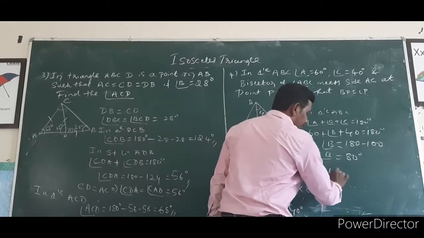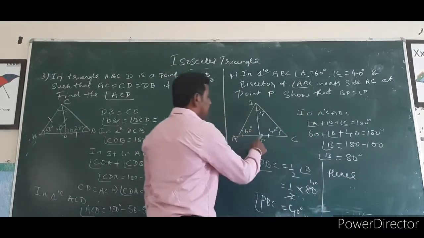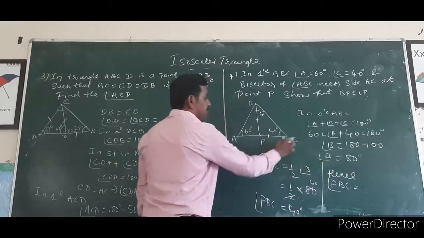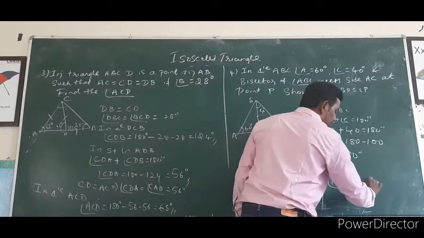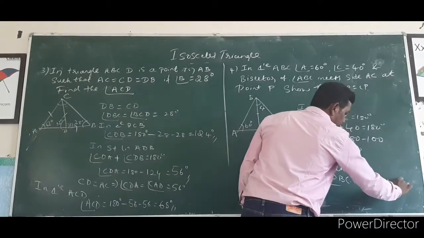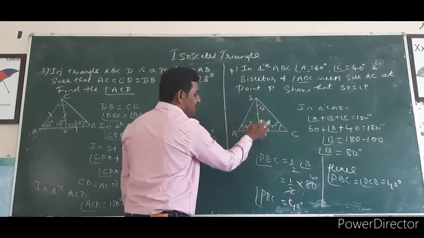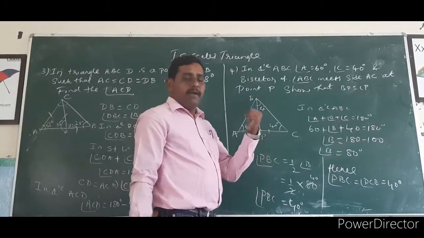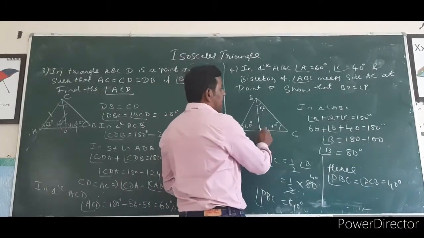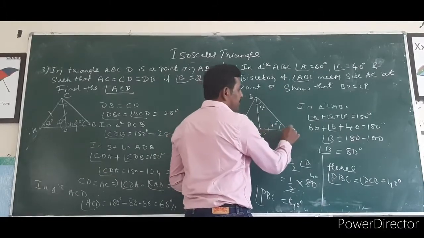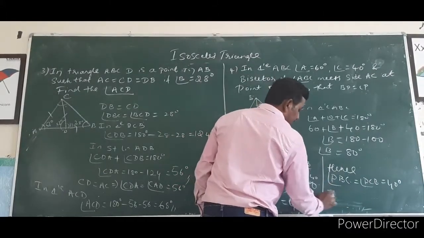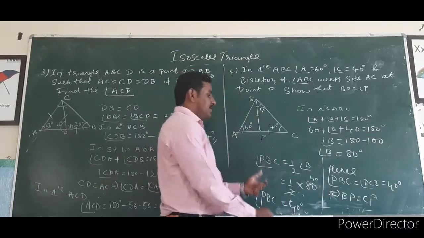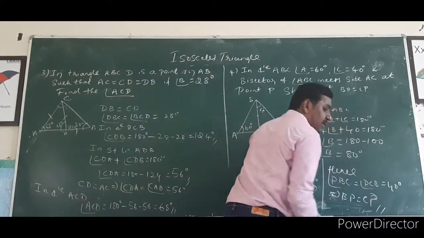So hence PBC and PCB both are equal to 40 degree. If these two angles are equal, what about the opposite sides? They are equal, corresponding sides of an isosceles triangle. That means BP equal to PC. Hence BP equal to CP. So this is the proof.